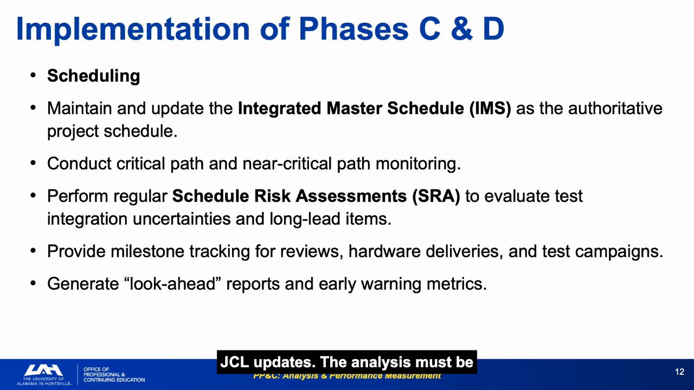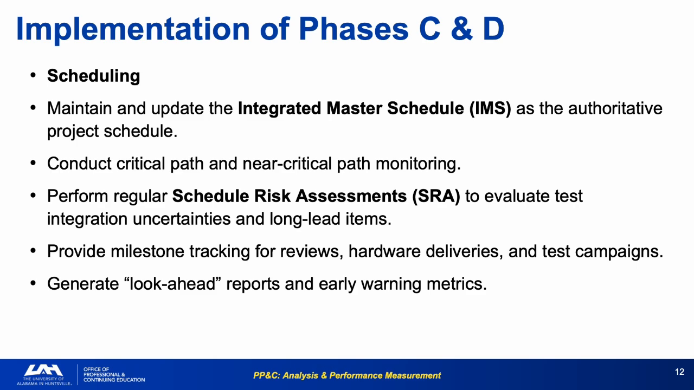Congressional reporting triggers JCL updates. The analysis must be defensible to external stakeholders, not just the project team. If your risk register is not being actively updated during phases C and D, you're operating blind during the most expensive phase of the program.